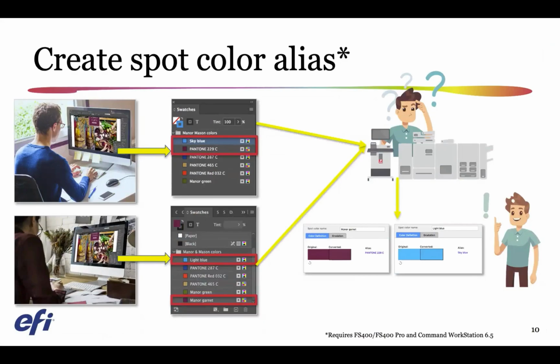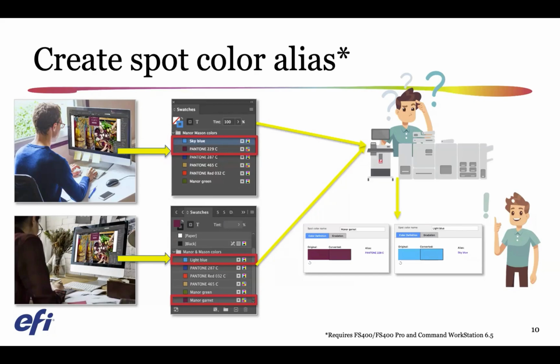So if you sold Fiery for a while, you're probably thinking that what I'm describing sounds a lot like substitute colors, right? Well, the functionality is similar, although with substitute colors, you're simply mapping a spot color to a set of RGB or CMYK values. What's new with the spot color alias feature is the ability to map one named color to another named color.